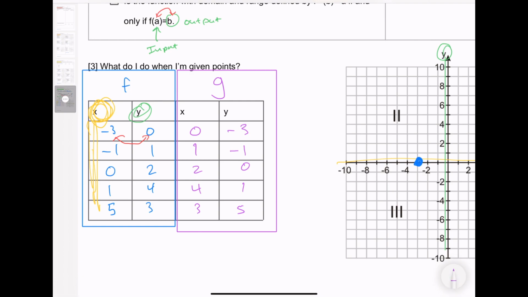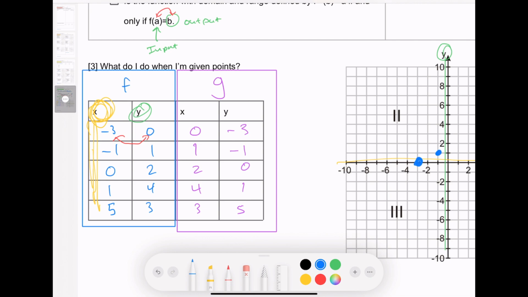I already graphed -3, 0, graph -1, 1. So the x-axis is left or right, so -1 means left one because the numbers are negative, and the y value for that order pair is +1, so I'm going to go up. So left 1, up 1. This is my point.